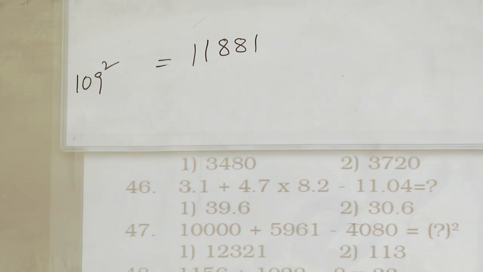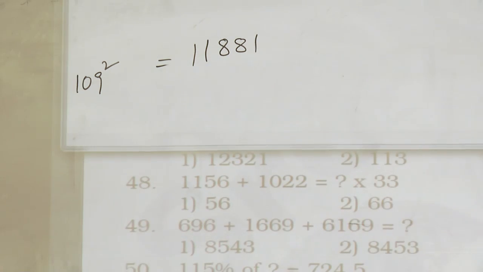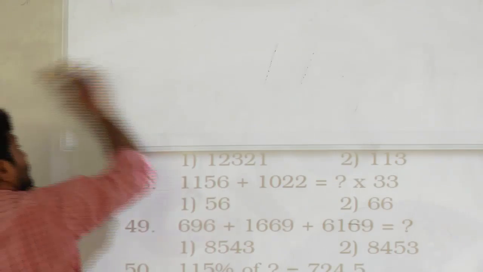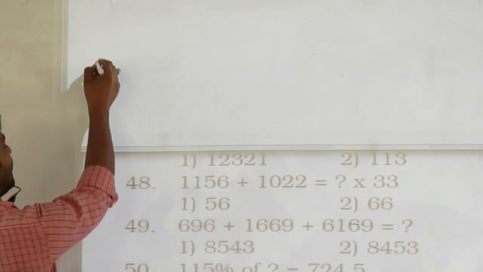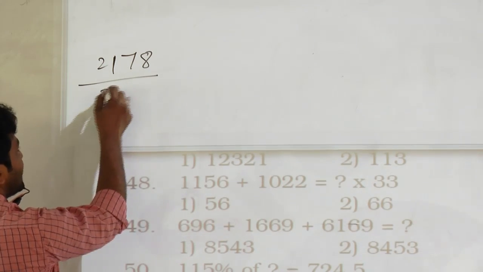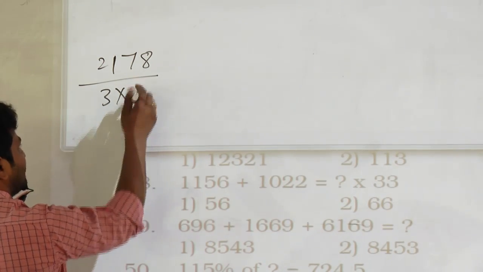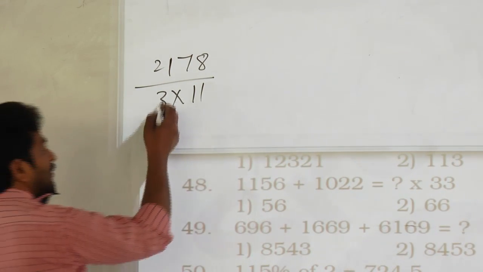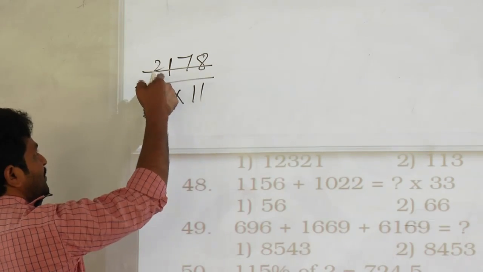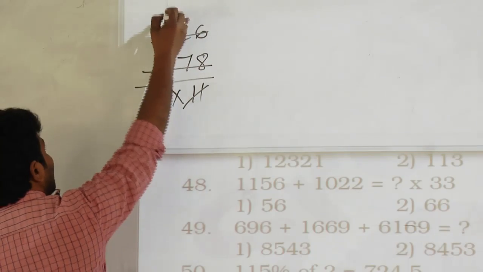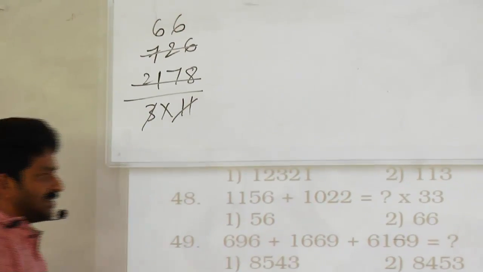$1156 plus 1022 is 2178. This is 2178 by 33. Let's write 33 as 3 into 11. Let me first do it with 3. 3 how many times? 7 times. 2 times. 6 times. 11. 6. 6.